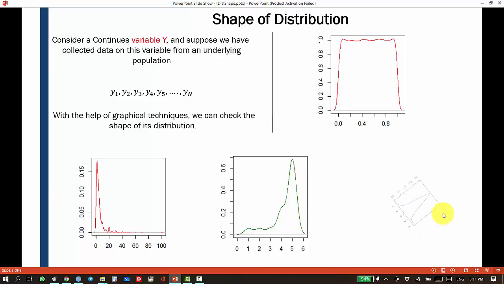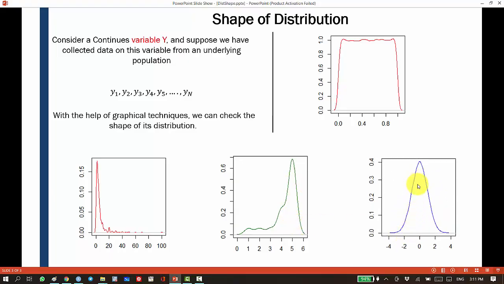the right hand side. Or we can have a kind of balanced distribution such that the peak of the distribution is kind of in the center of the distribution. The left tail and the right tail of the distribution are kind of symmetric.